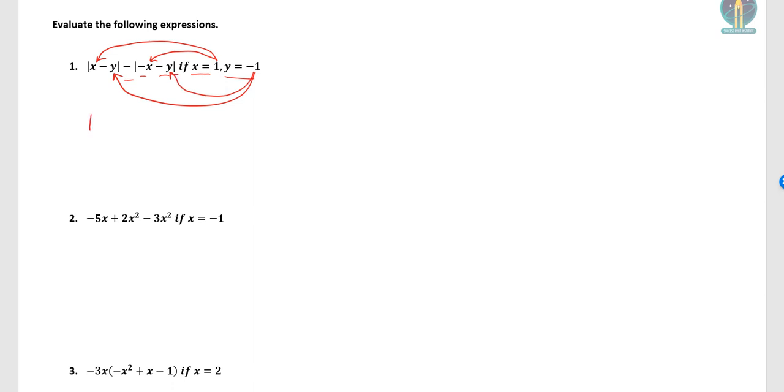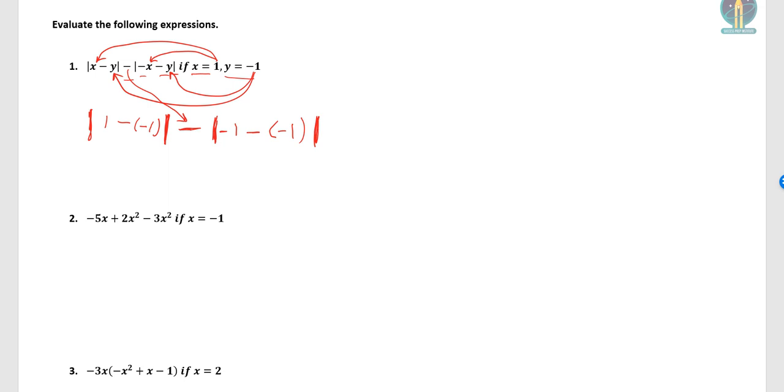So what do I have? I'm going to have absolute value of 1 minus, and then negative 1 in parentheses. Remember the fact that we have a negative sign, and then the y is actually a negative number. So you have to carry over both negative signs. And then minus, which is this negative sign, absolute value of minus x, which is 1, minus, and then y, which is minus 1.